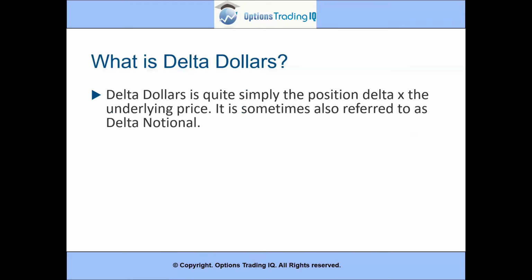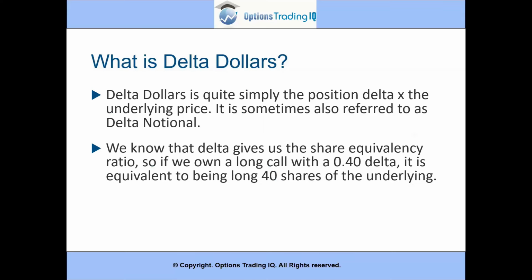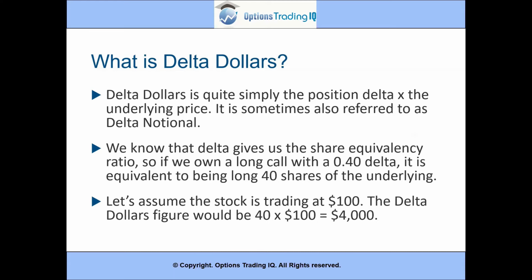So what is delta dollars? Delta dollars is quite simply the position delta times the underlying price. It's sometimes also referred to as delta notional. We know that delta gives us the share equivalency ratio. So if we own a long call with a 40 delta, it's equivalent to being long 40 shares of the underlying. Now let's assume the stock is trading at 100. So the delta dollars figure would be 40 times 100 equals 4,000. So we're just taking our position delta of 40 times the underlying stock price of 100. That gives us our delta dollars.